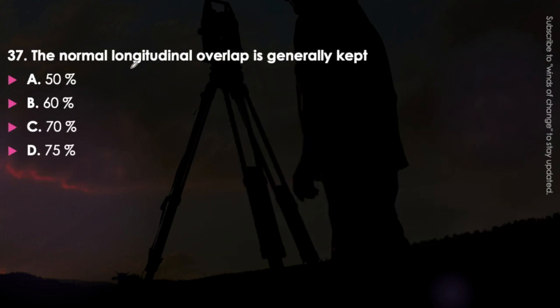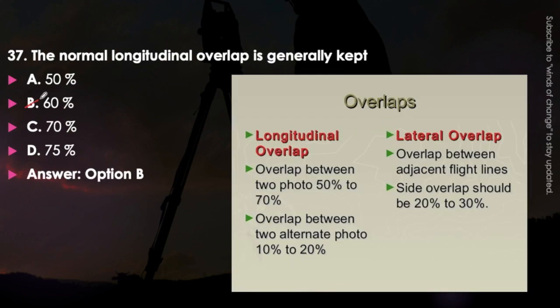Next question. The normal longitudinal overlap is generally kept 50%, 60%, 70% or 75%. Just think about it. The answer will be option B, that is 60%. Longitudinal overlap is generally kept between 50% to 60%, so taking the average, it will be around 60%. The overlap between the two alternative photos should be 10% to 20%. In the case of the lateral overlap, the overlap between the adjacent flight lines should be around 20% to 30%.